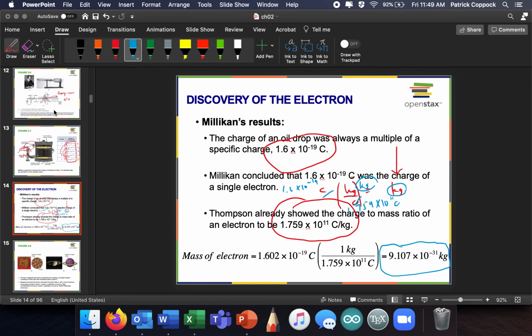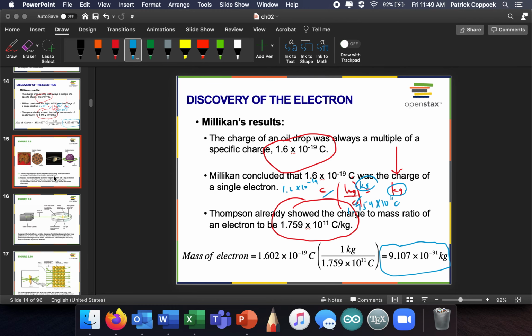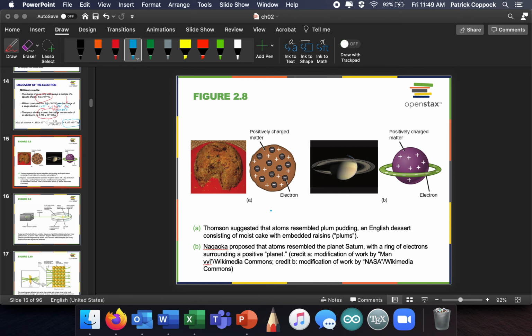Amazing. All right, so Thomson discovered the charge to mass ratio and discovered that we have electrons. Millikan at the University of Chicago discovered the charge of the electron and extrapolated from it the mass of the electron. And then let's look at some of their theories of how they thought these things went.